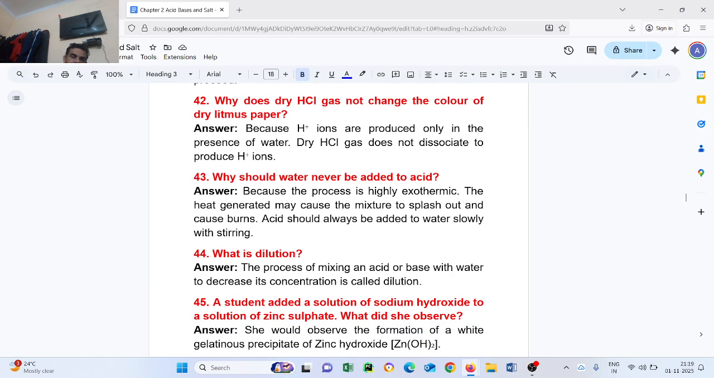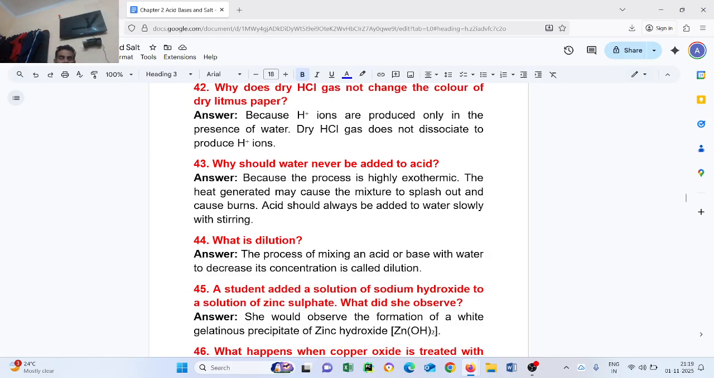Question number 44. What is dilution? The process of mixing an acid or base with water to decrease its concentration is called dilution.